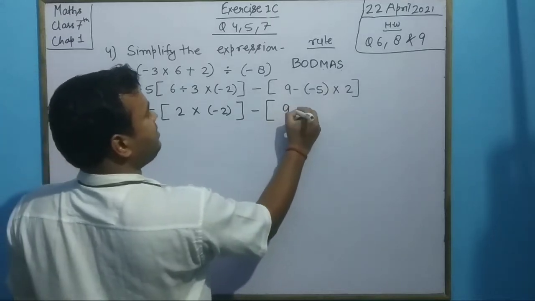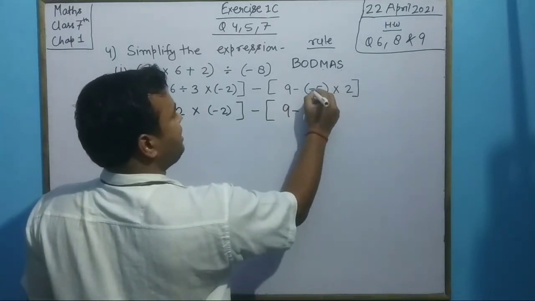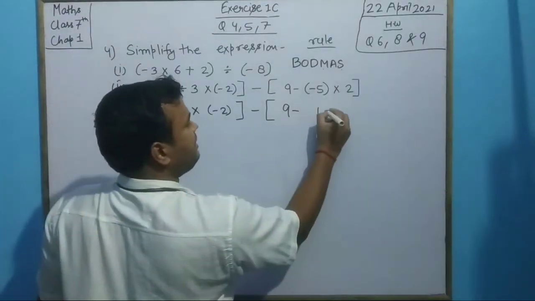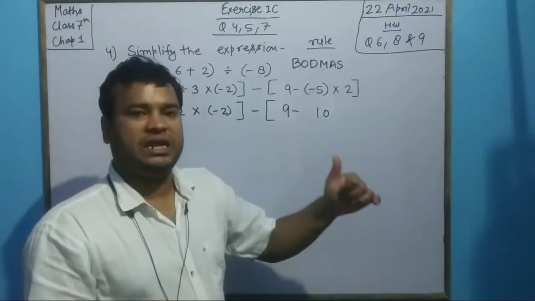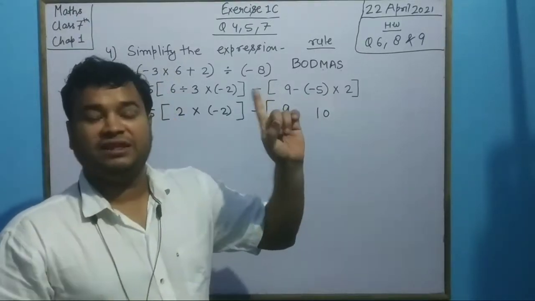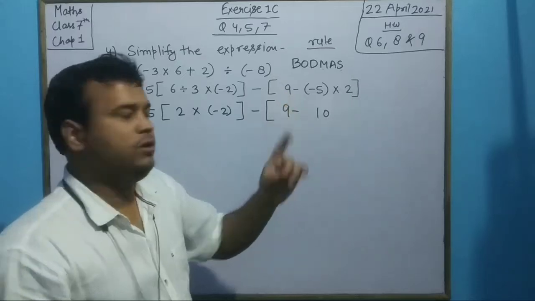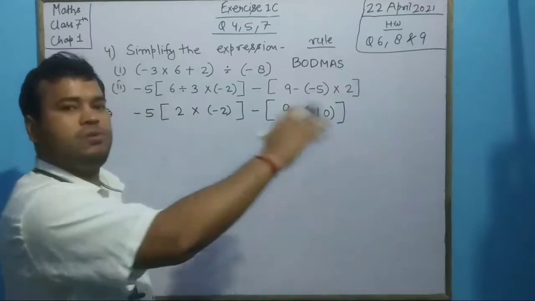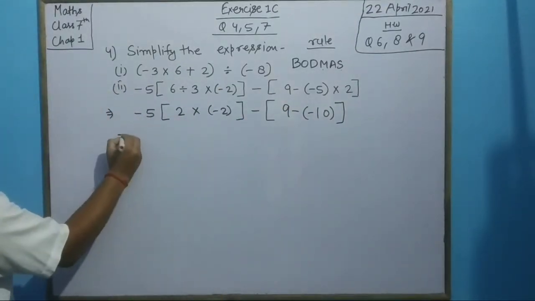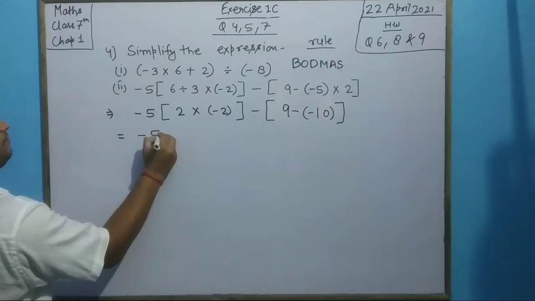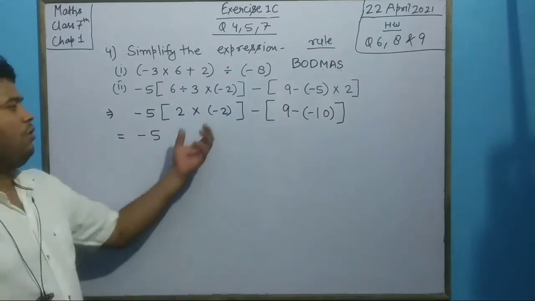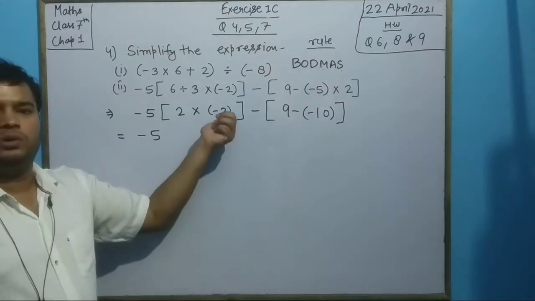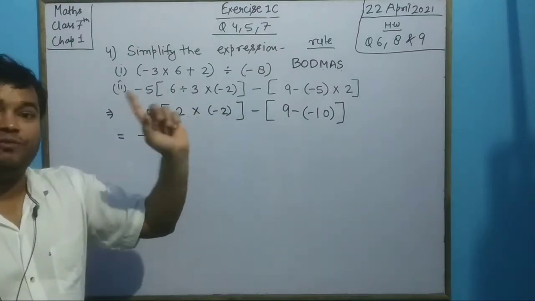So we will operate the multiplication. Here is minus 5 into 2. 2 into 5 is 10, and there will be a negative sign because there is only one negative, and one is odd. So minus 5 into 2 is minus 10. Let us solve a little further. Now there are two brackets left. 2 into minus 2 is 4, and only one minus, so minus 4.